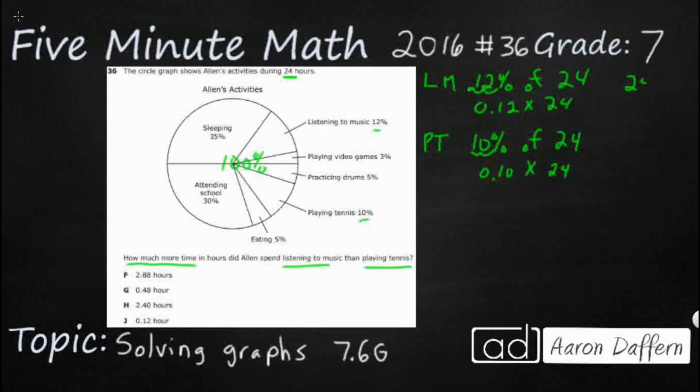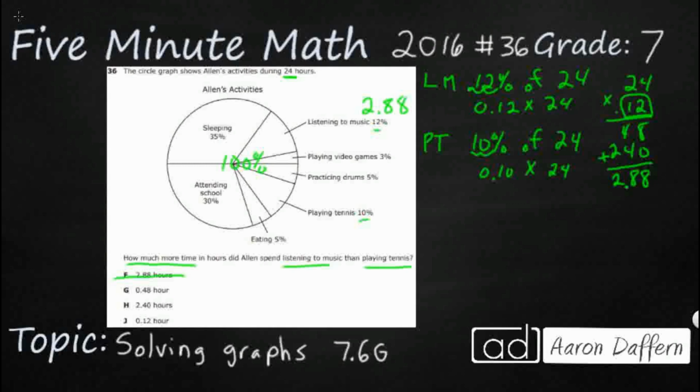So I'm going to do the first one, 24 times 0.12. That's going to be 48, and that's going to be 24. So it looks like I've got 288, but remember, I've got 2 digits behind the decimal, so I need 2 digits behind the decimal, 2.88, which you notice is an answer. But that's simply the amount of time that he did listen to music. That's all this is. I haven't subtracted anything yet.